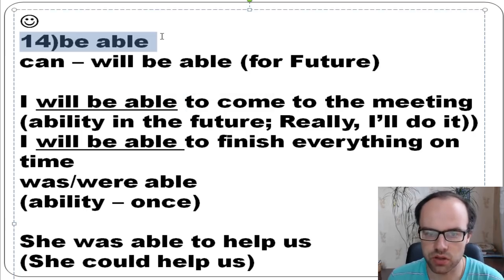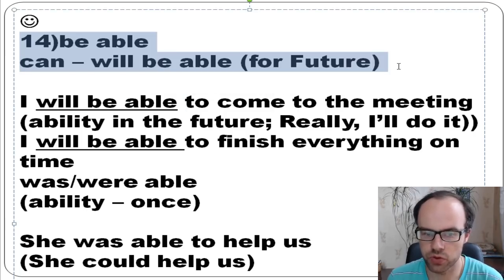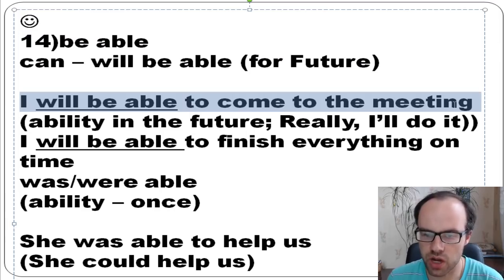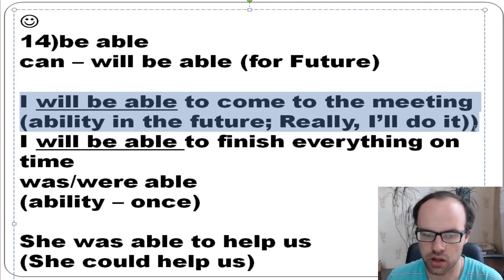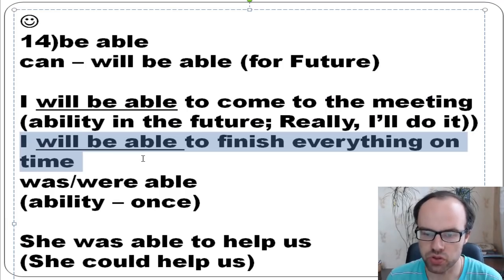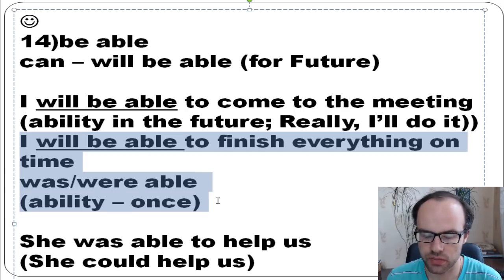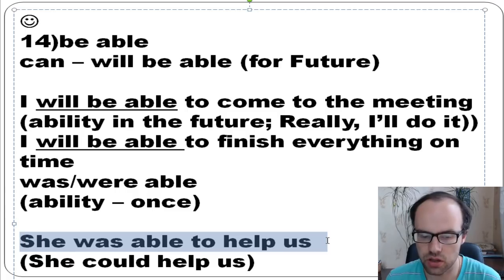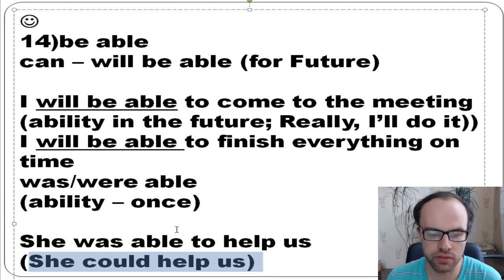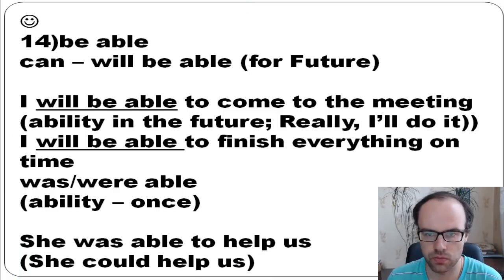So be able, can and will be able for future. I will be able to come to the meeting. So it's ability in the future. I will be able to finish everything on time. So was, were, able, ability once, she was able to help us, maybe once, and she could help us, so regularly. Good.